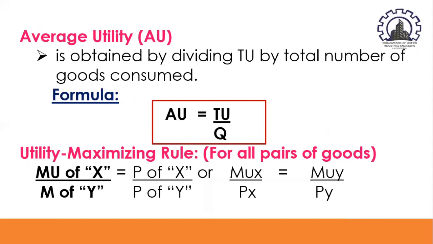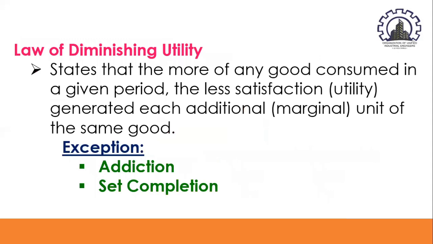The utility maximizing rule for all pairs of goods can be calculated as MUx over MUy equals Px over Py, or MUx over Px equals MUy over Py. And the law of diminishing utility states that the more of any good consumed in a given period, the less satisfaction or utility is generated by each additional or marginal unit of the same good.